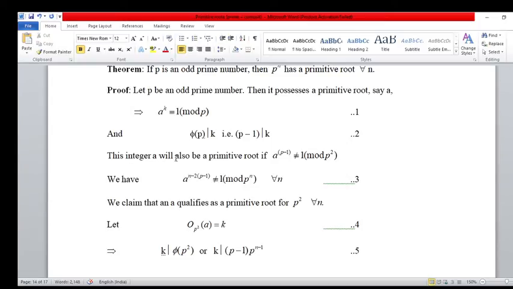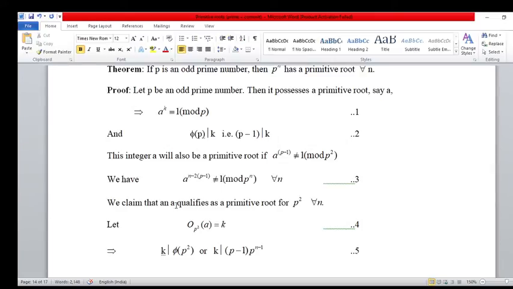This integer a will also be a primitive root if a raised to the power p minus 1 is not congruent to 1 mod p square. We have a raised to the power n minus 2 into p minus 1 not congruent to 1 mod p raised to the power n for all n, equation number 3. So this is equation number 1, this is equation number 2, this is equation number 3.